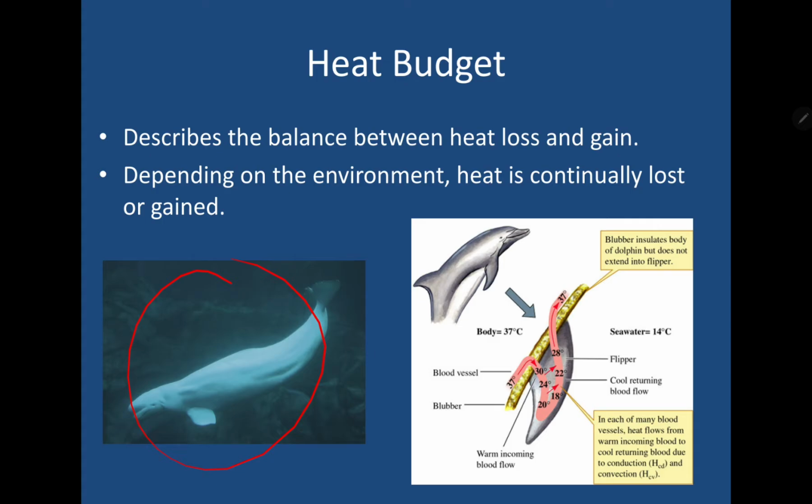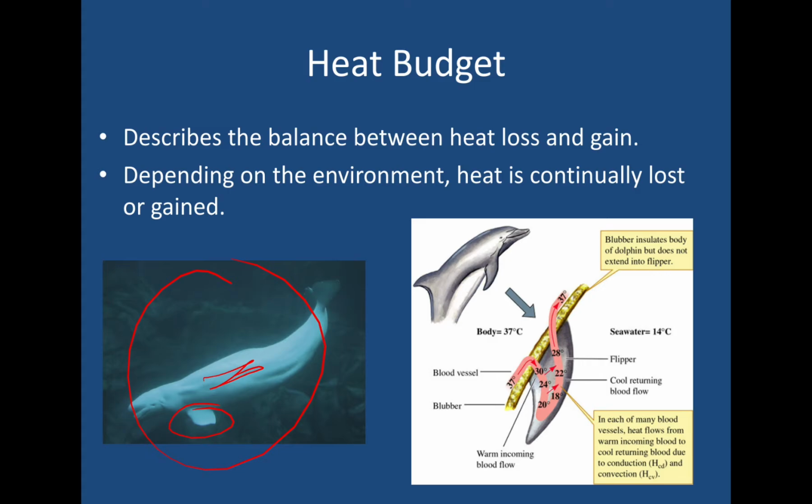So belugas are suited for Arctic temperatures and they must balance heat loss from the environment and heat gain through metabolism. Okay? So belugas have certain adaptations to minimize heat loss like thick blubber for insulation beneath their skin and specialized blood flow in their fins. Okay, so let's discuss the specialized blood flow that they have. So without the modifications that their fins and flippers have, their flippers will be cold. So this is offset by the process that we'll discuss now.